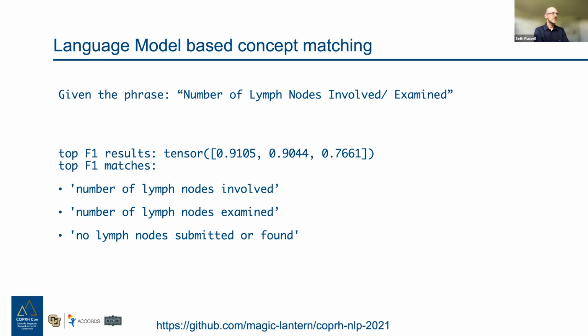But from an English language perspective, if you look at the probability of those words occurring together, it's very close to these two concepts here. Whereas this other one, no lymph nodes submitted or found, similar sentence construction, but is a lower probability to occur.